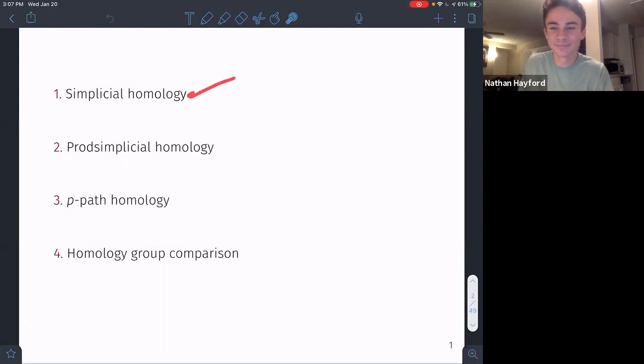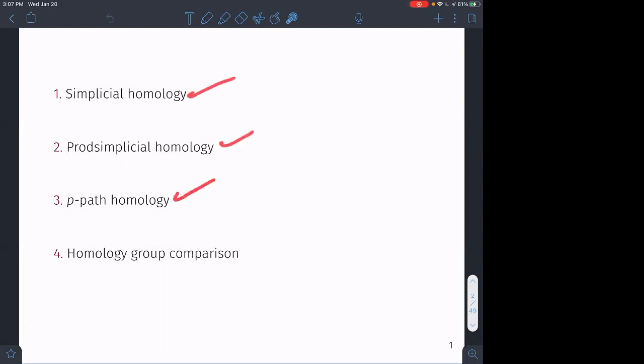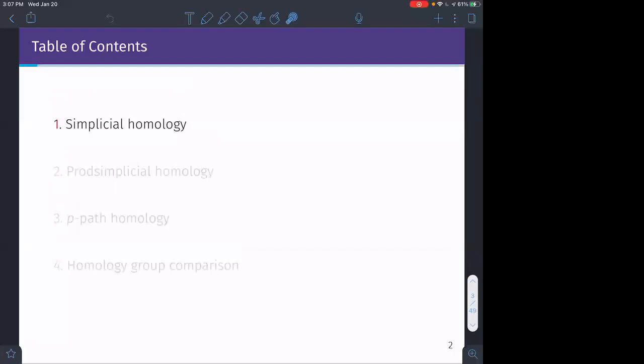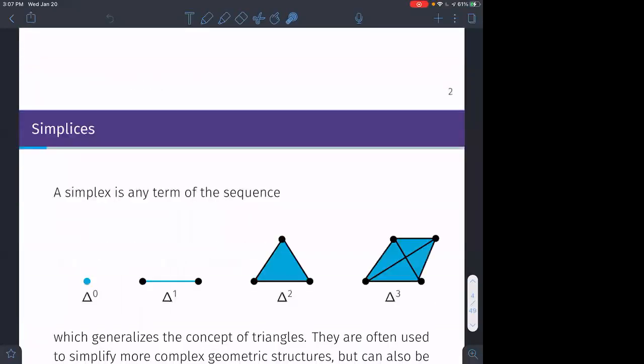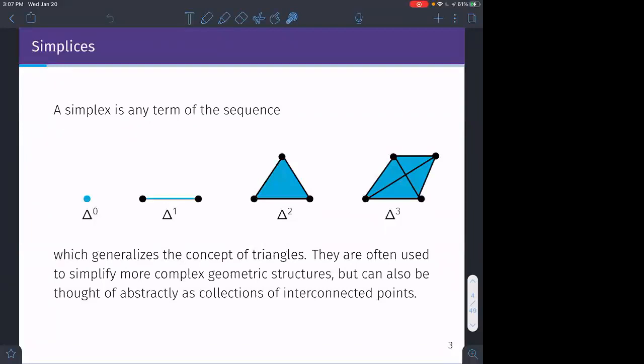So regular homology, one new homology, second new homology, and then making sure that they are not actually one and the same. That's the outline for today. So starting with regular old simplicial homology. Review: a simplex is any term in this kind of sequence, so it's just a general version of a triangle, depending on which dimension you're in.